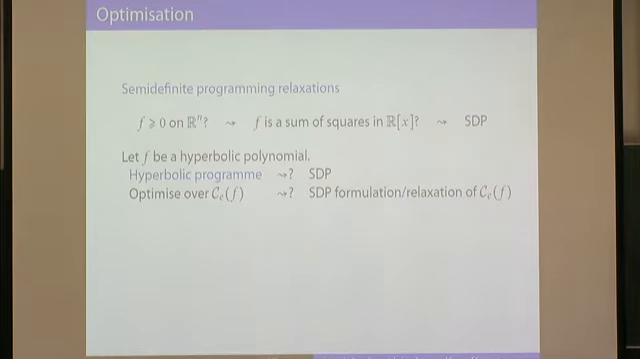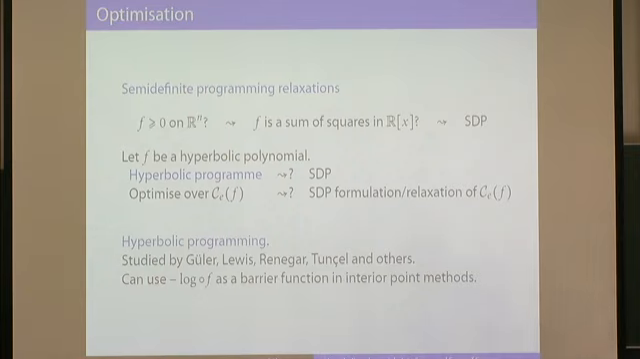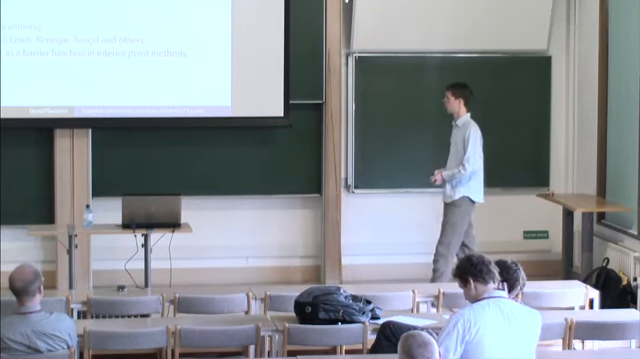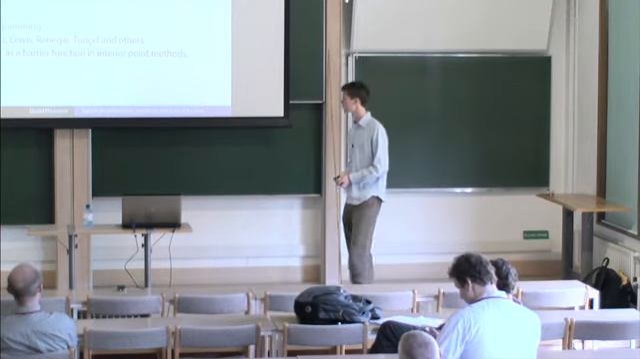And so these hyperbolic programs were studied in the beginning in the 90s, I think by Güler, Lewis, Renegar, Tunçel, and others. And they behave very much like semi-definite programs. So for the hyperbolic polynomial f, you take minus log of f. This provides a barrier function, and you can work very much as with semi-definite programs. But on the other hand, you may also want to look at semi-definite relaxations of these hyperbolic programs. This is related to finding determinantal representations of hyperbolic polynomials.